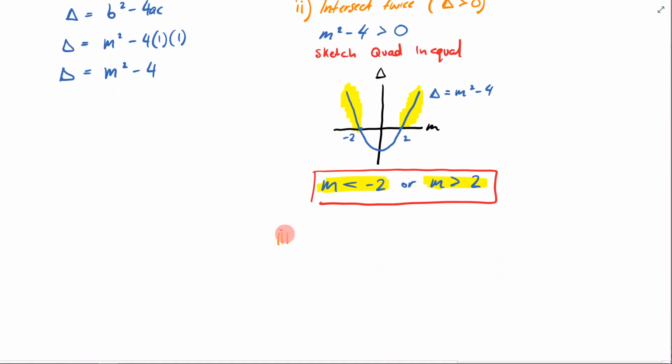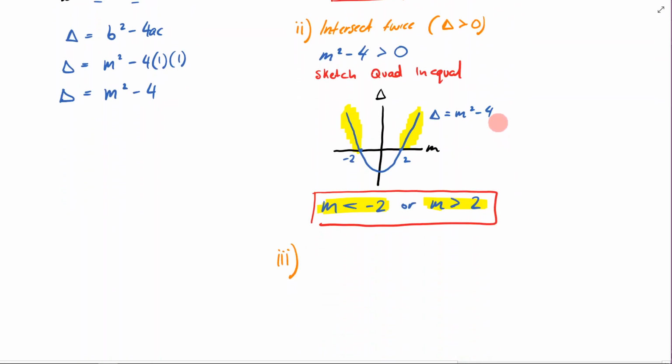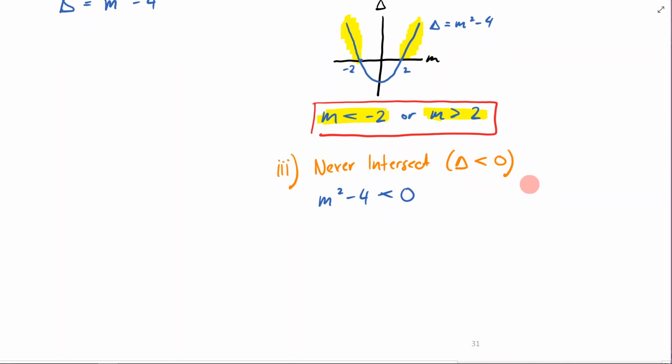The last one was never intersect. Now, hopefully you can see that I actually don't have to redraw my sketch. Never intersect is when my discriminant is less than 0. So I'm going to take my discriminant, m squared minus 4, it's less than 0 this time.